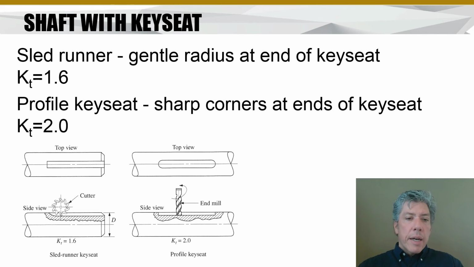So there are actually tables of stress concentration factors for these geometries as a function of that really tight corner radius, but it's a little more than we want to get into for this course. It's not really important that you understand or know what the actual numbers are right now, so we will simply use 1.6 and 2.0 for two different types of key seats.